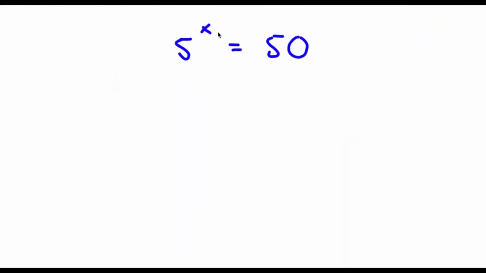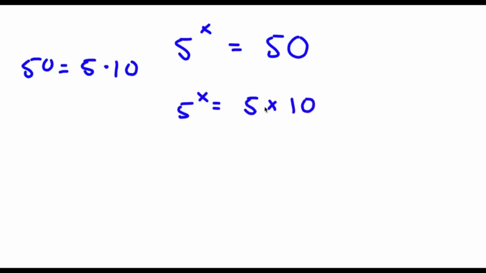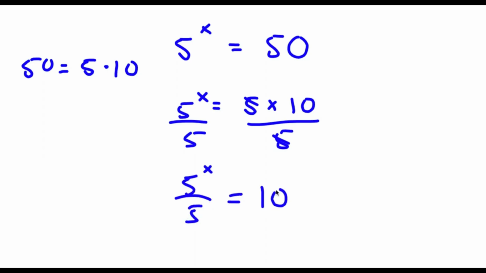So I have 5 to the power of x is equal to 50. Now 50, this is the same thing as 5 times 10. So now I have 5 to the power of x is equal to 5 times 10. Now I'm going to go ahead and divide both sides by 5. So then these two cancel out. And I'll have 5 to the power of x over 5 is equal to 10.